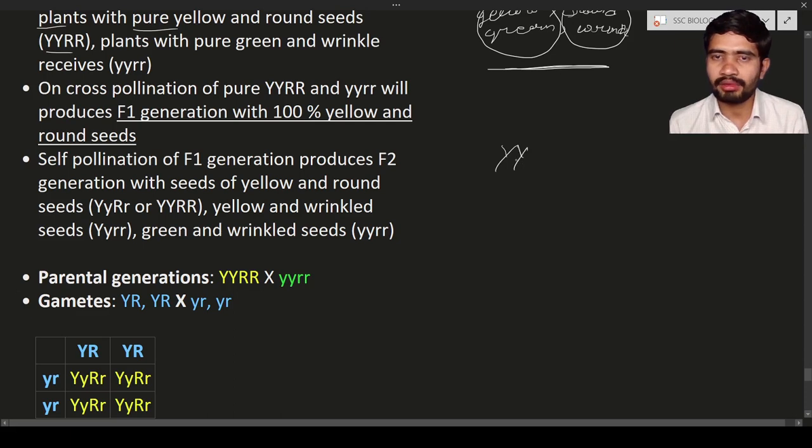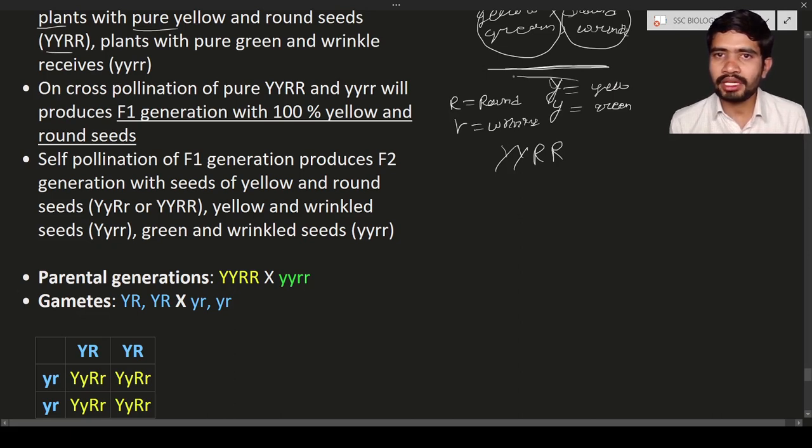Here capital Y is the dominant, this is the yellow, and it is going to have capital R, which is for the shape. So capital Y means yellow, okay? Small y means green. Next, capital R means round, and small r means wrinkled, okay? So by taking this into consideration, can you say what is its shape? Its shape is nothing but yellow round.